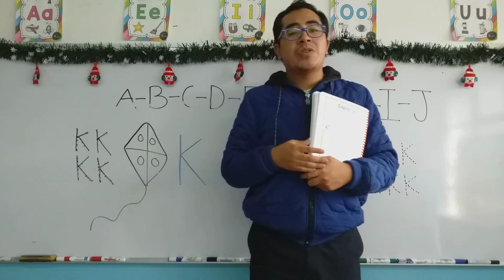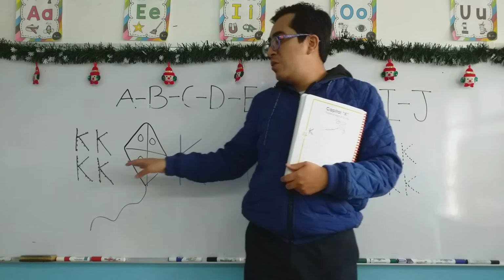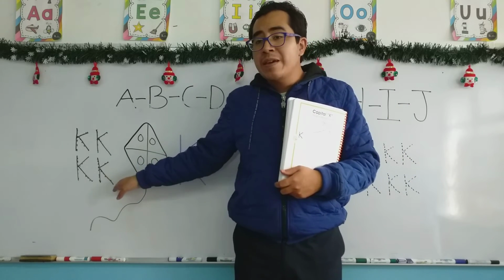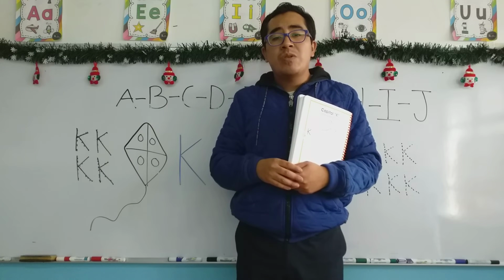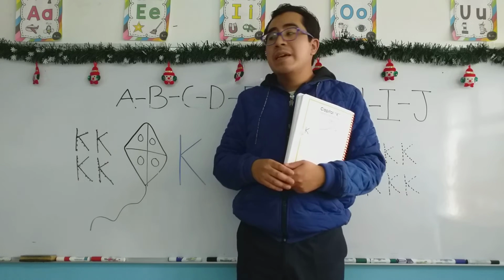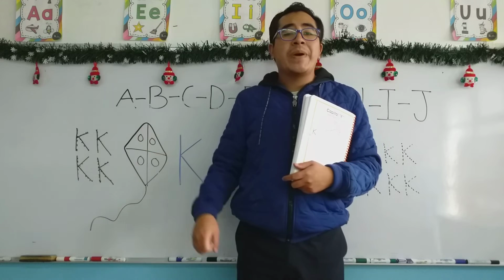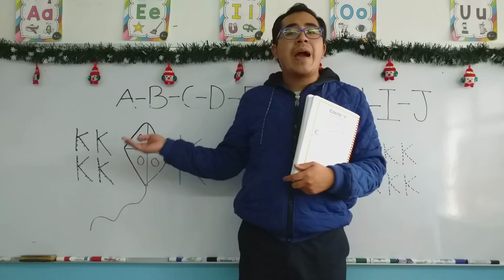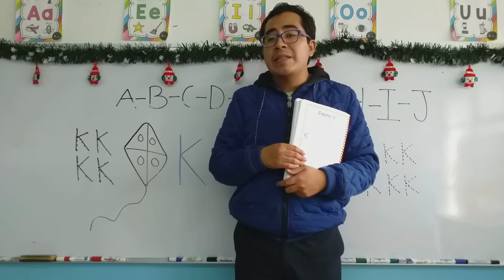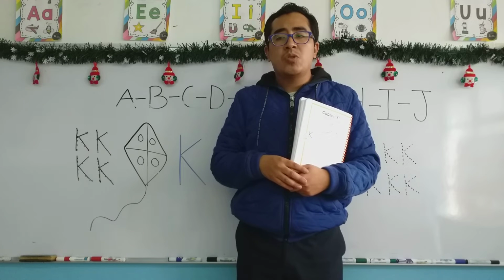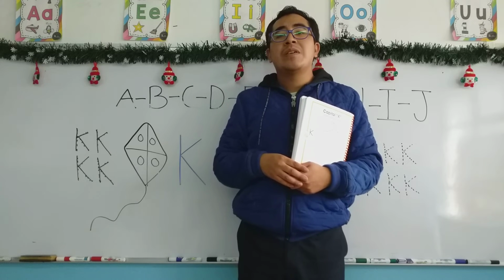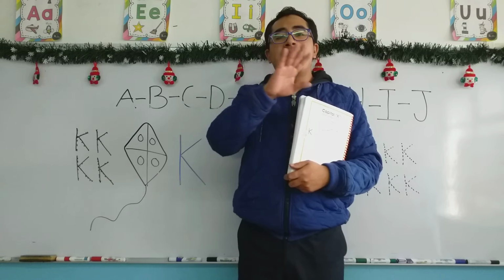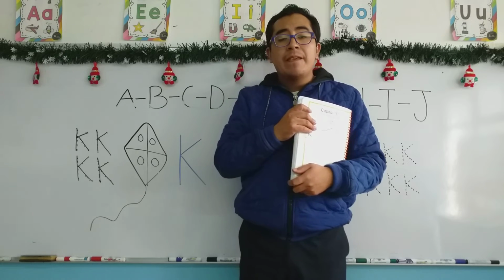Una vez que nosotros hayamos terminado de remarcar todas nuestras letter K, ahora sí, continuamos con la segunda parte de la actividad, que es el coloreado del objeto, en este caso, kite. Recuerden que para kite, el cometa, podemos nosotros utilizar muchísimos colores. No hay ningún problema, el color que ustedes quieran.